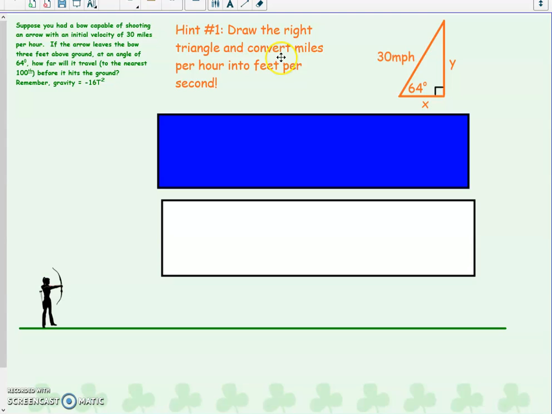Draw the right triangle, convert miles per hour into feet per second. So why don't you pause, make sure you did the right thing. Welcome back. Hopefully you did, and you got 44 feet per second. Hint number 2.